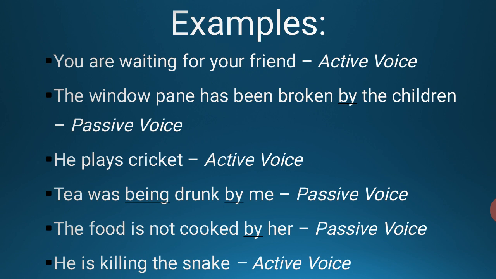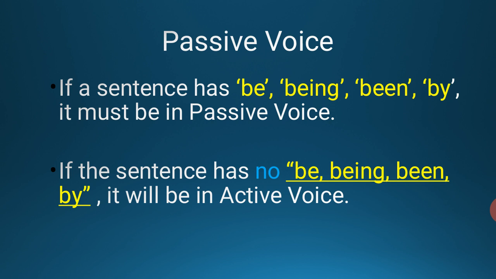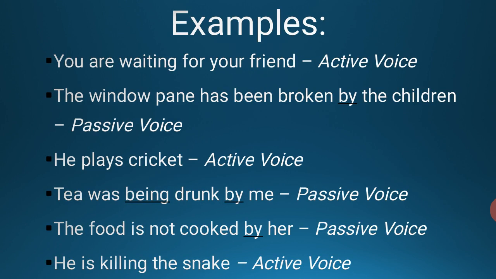Next sentence, tea was being drunk by me. I have given those words: be, being, been, by. If you can easily see the words in a sentence, you can identify it as passive voice. So here being and by are in the sentence, so that is passive voice. Next sentence, the food is not cooked by her. That is also passive voice, as it is followed by 'by' in the sentence. He is killing the snake. Next one, it is active voice.